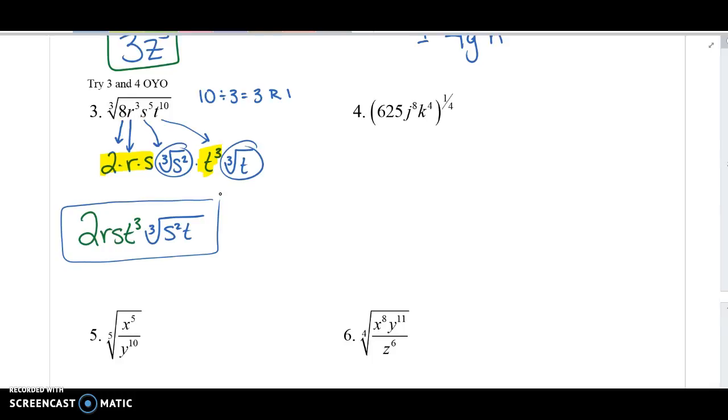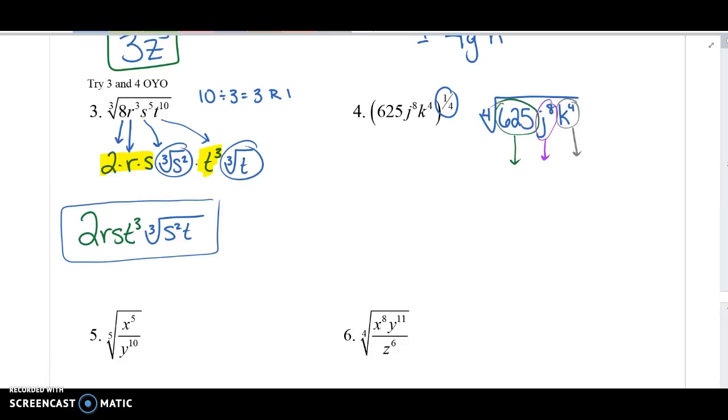I would like you to try number 4 on your own after we get it started. What is an exponent of 1/4 the same as? A 4th root. This is the 4th root of 625, j to the 8th, k to the 4th.